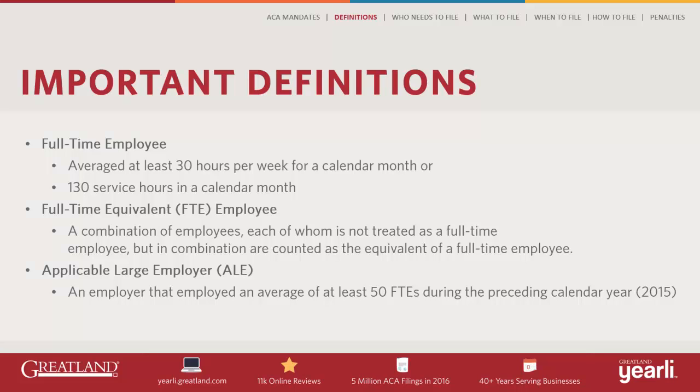A full-time equivalent employee is a combination of employees, each of whom is not treated as a full-time employee, but in combination are counted as the equivalent of a full-time employee. Lastly, an applicable large employer, or ALE, is an employer that employed an average of at least 50 full-time employees, including full-time equivalent employees, during the preceding calendar year.